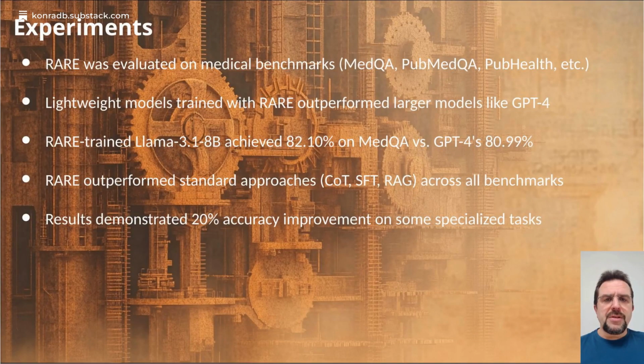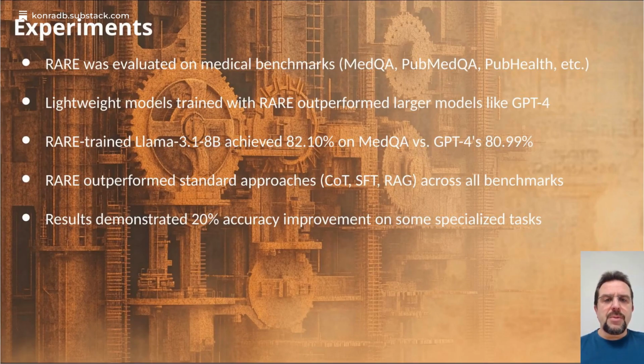Section 4 presents the experimental results, which are impressive. The researchers tested RARE across multiple medical benchmarks, comparing against various baselines. Even small 7 to 8B parameter models trained with RARE consistently outperformed much larger models, including GPT-4. For example, RARE-trained Llama 3.1 8B achieved 82.10% accuracy on MedQA compared to GPT-4's 80.99%.